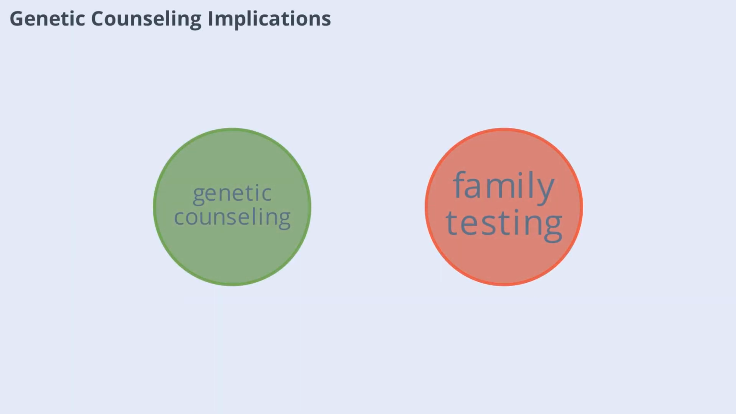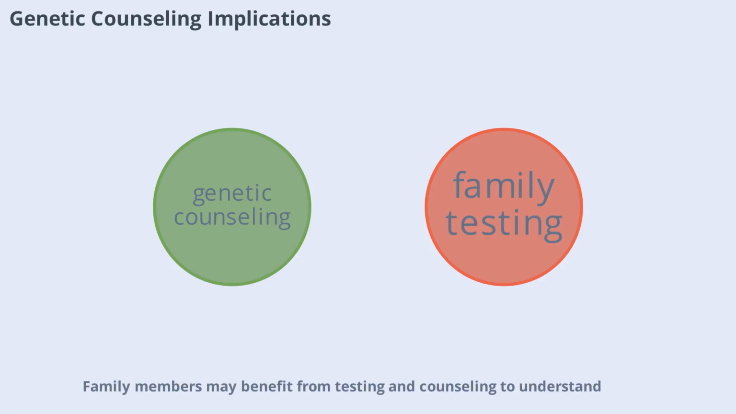The discovery of a rare blood group subtype in a family has implications for genetic counseling. Family members may benefit from testing and counseling to understand their own blood group status and potential risks during medical procedures. This proactive approach can help prevent complications in the future.